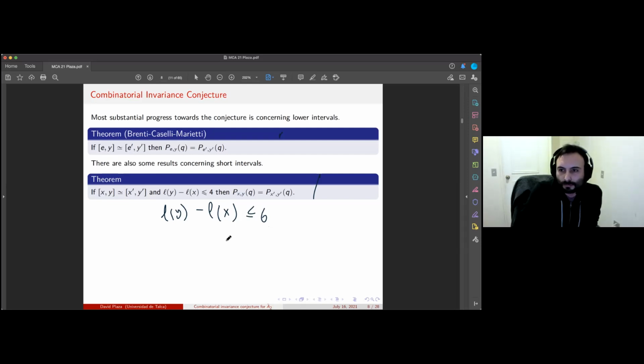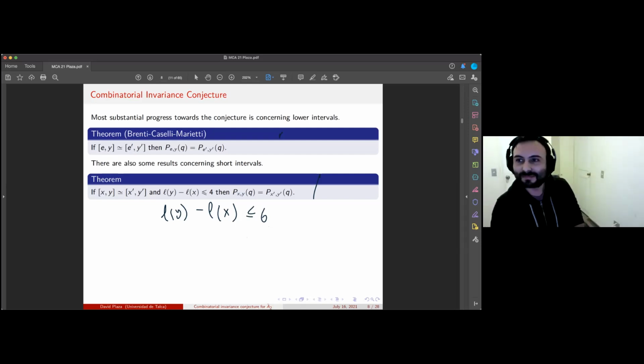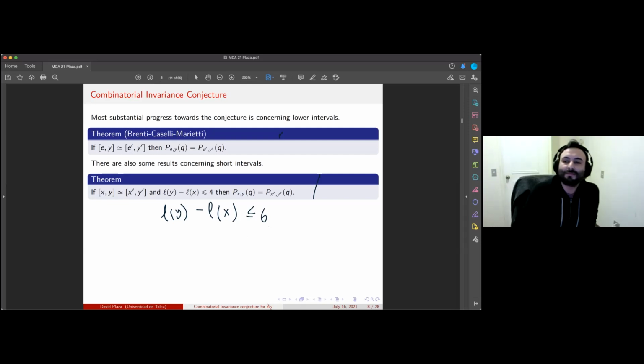Do you need that result for A2 tilde or B2 tilde? What do you need that result for? Sorry, Karina? This last result that you were mentioning, the difference being less than or equal to 6, which case do you need it for? For A3 tilde. Okay. And I think we also need this result for B2 tilde.